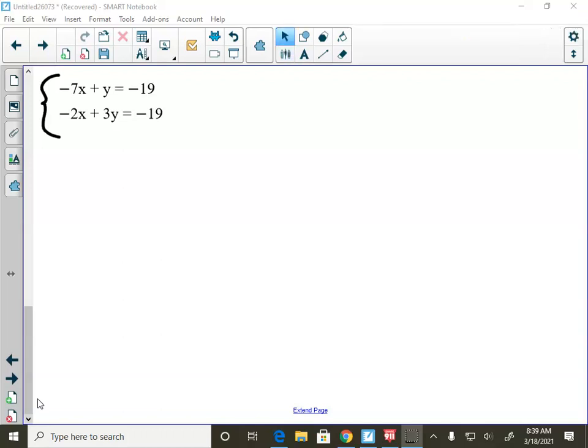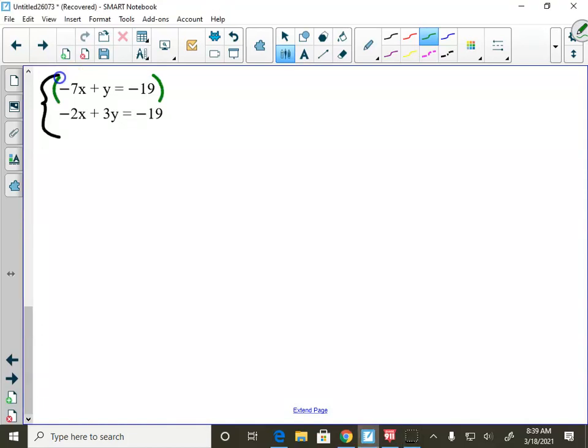So just like we did in the last problem when we did true elimination, we're going to have to find something that we can do. And there's a couple things we could do. The easiest thing to do is going to be to take this top equation and multiply it by negative 3. Now look at it and see if you can figure out why I'm going to use negative 3.